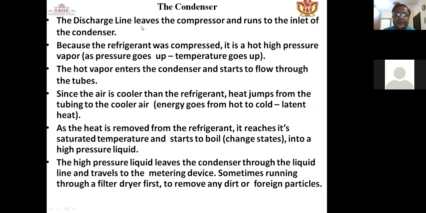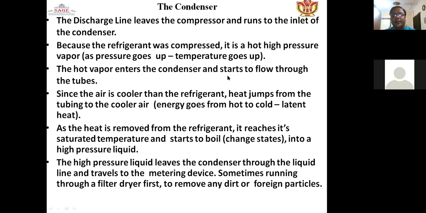What is the condenser? The discharge line leaves the compressor and runs to the inlet of the condenser. जहां से रेफ्रिजरेंट वेपर निकल के आता है कंप्रेसर की एग्जिट लाइन से और एंट्री करता है वो कंडेंसर डिवाइस कहलाती है. Because the refrigerant was compressed, it is a hot high pressure vapor. As pressure goes up, temperature goes up. तो यहाँ पे आप देख रहे थे कि कंप्रेसर होने के बाद जो रेफ्रिजरेंट वेपर की कंडीशन रहती है वो हाई प्रेशर और हाई टेम्परेचर की रहती है.